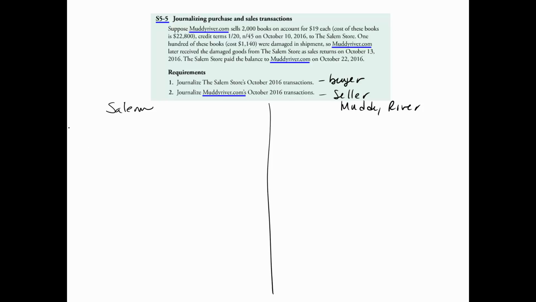So the first transaction on 10/10 is just when they purchase the merchandise. For them, they don't know what Muddy River paid for these, right? That cost is irrelevant to the buyer. The buyer just knows what they paid for it. And they bought 2,000 books at $19 each. So they're being charged a total of $38,000, and that's the only number that's relevant to them. So they will debit merchandise inventory for $38,000 because that's what they bought, and they'll credit accounts payable because that's what they owe.